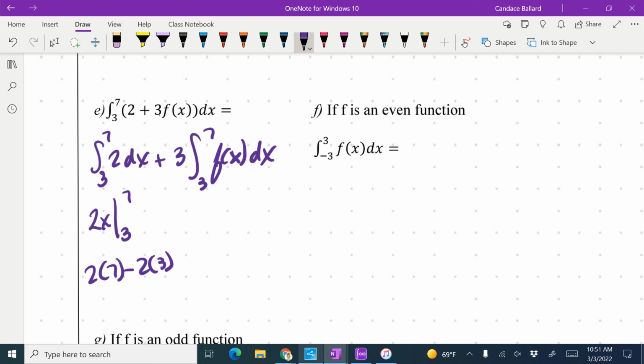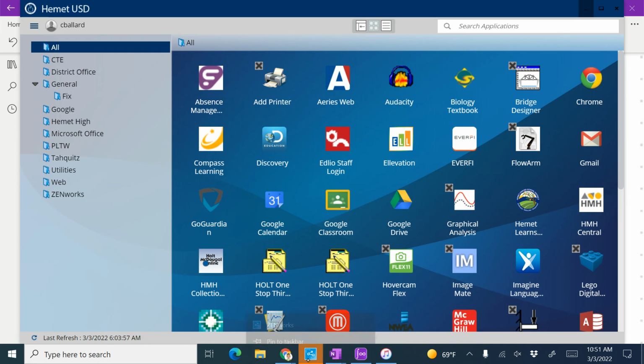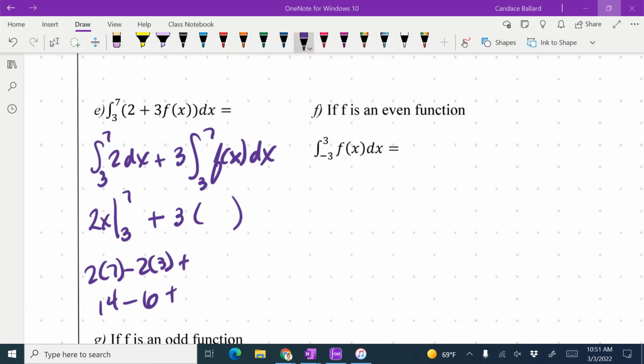What's 2 times 7? Good. And 2 times 3? Good. And then we're going to add that to whatever we get with this back piece. Okay, what are we substituting in for the integral from 3 to 7 of f of x dx? Good. All right, so that gives me negative 24. And hopefully when we add it all together, negative 16. Double check my arithmetic.